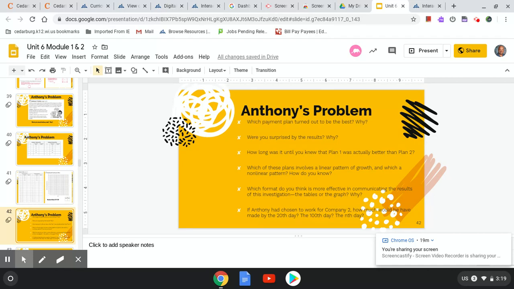The table, numbers are cool. Numbers are fine, but things can get lost in the numbers. But all you have to do is show me a line and all of a sudden it shoots straight up. That's the one I'm going to go with. That's where I'm going to make more money. Even though I might start out lower initially, later I'm going to get more money.